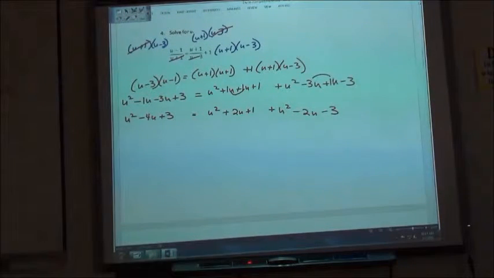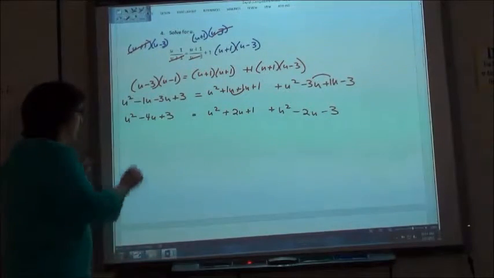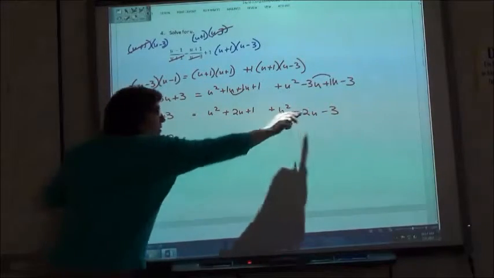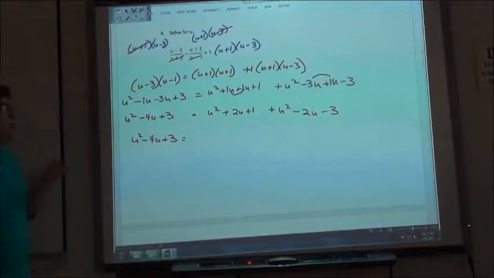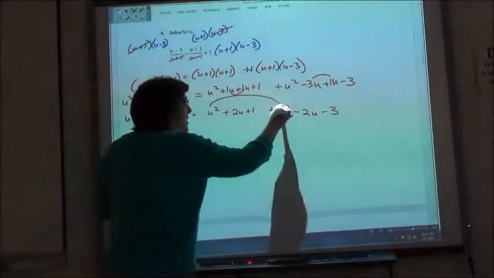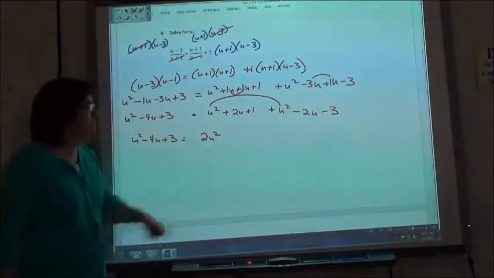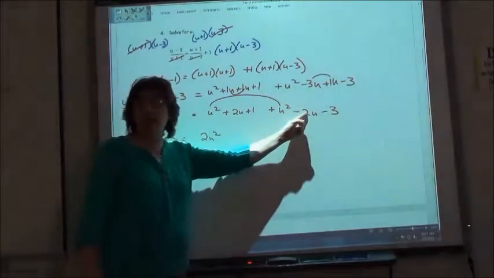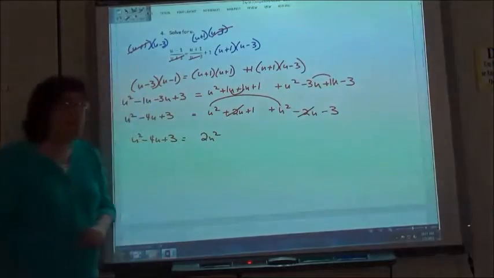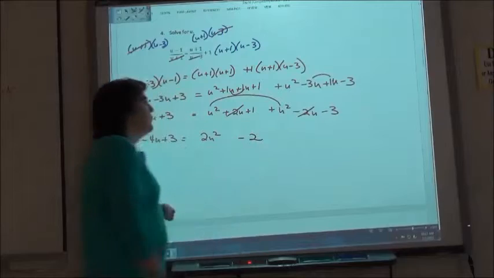So now we need to simplify this mess. This side we can't combine anything. It's going to stay u squared minus 4u plus 3. But over on this side we can combine our like terms, right? We're not moving them, we're just putting them together. So a u squared plus another u squared would be 2u squareds. 2u minus 2u, those are going to cancel out because they're opposites, right? 1 minus 3 is a minus 2.